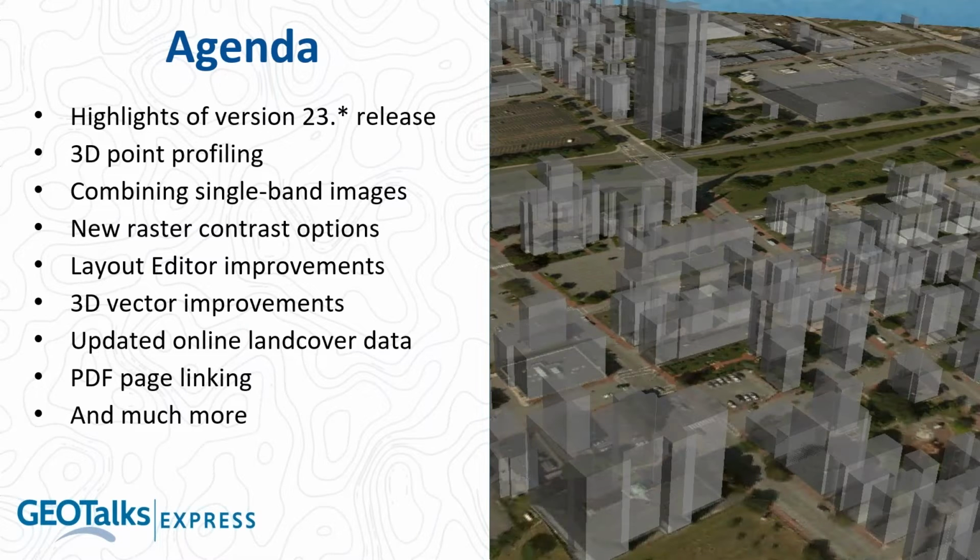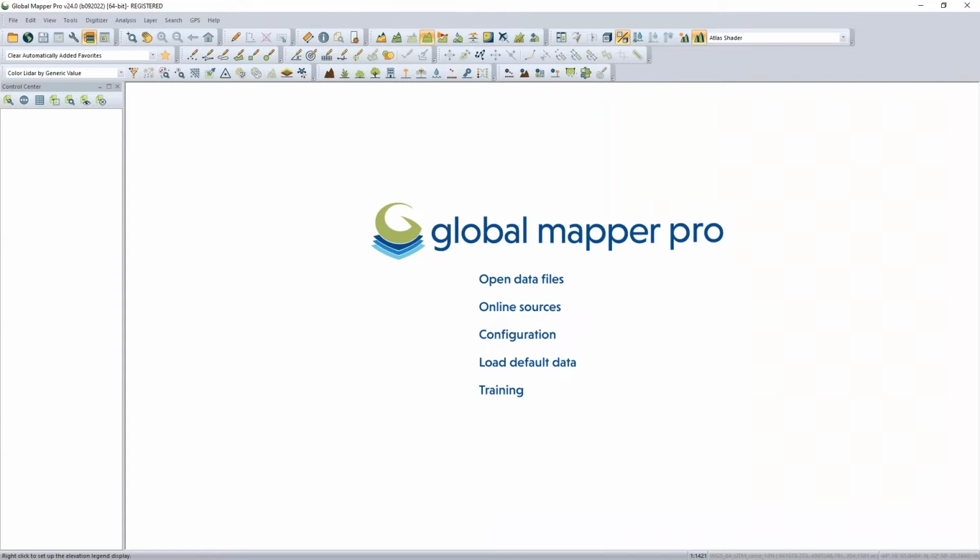So the first bullet on the list is 3D point profiling. I'm going to take a look at 2 different scenarios that will introduce that. The profiling tool is, for those of you who are maybe relatively new to Global Mapper, a tool that allows you to create a cross-sectional view of your data. Now, it works with terrain data, that cutaway view. I'm sure you've seen it before. It also works with LiDAR data. We're actually going to take a look at scenarios that use both of those types of data in this situation.